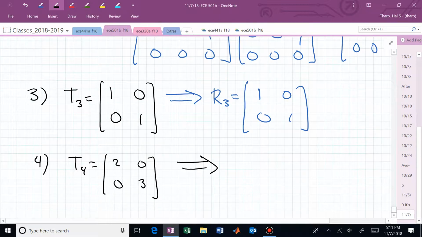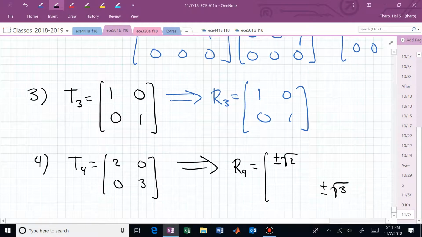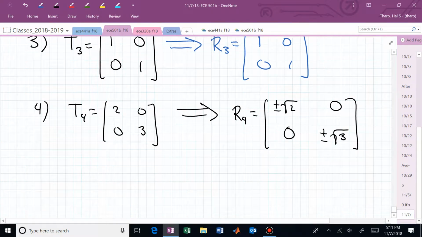So that now I have, what are the eigenvalues of T sub 4? 2 and 3. So that now R sub 4, I could make that several different ways. But do you see that if I had that on the diagonal, either plus or minus the square root of 2 and plus or minus the square root of 3 on the other diagonal term, that I could build T4?